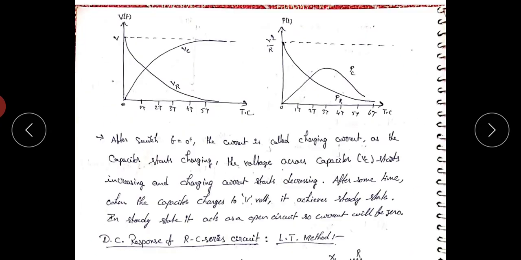Now by increasing the time value, e power minus t by RC decreases, so this total term increases exponentially. Finally, after 5 time constants, the voltage across the capacitor reaches its maximum value, which equals V.